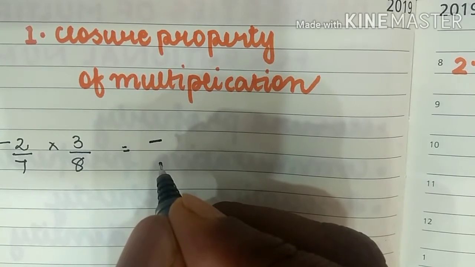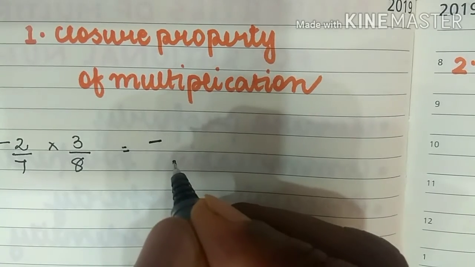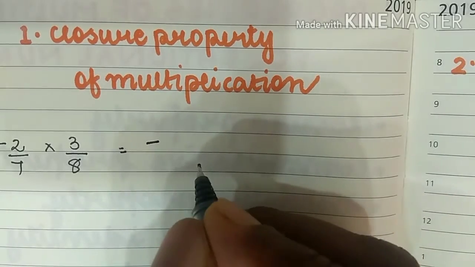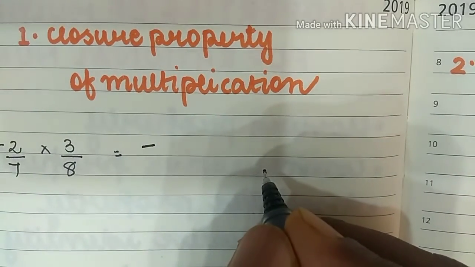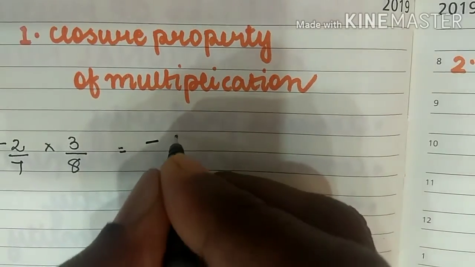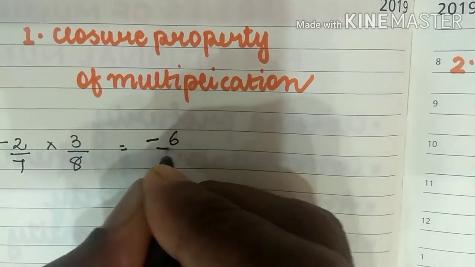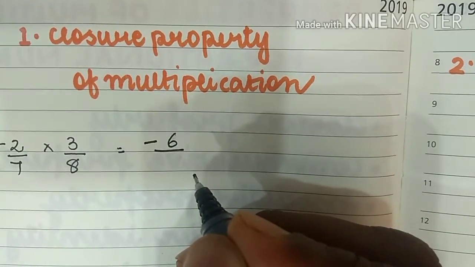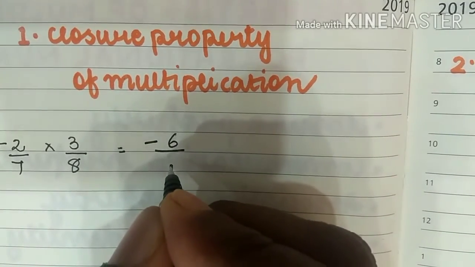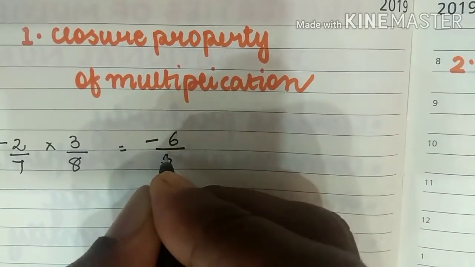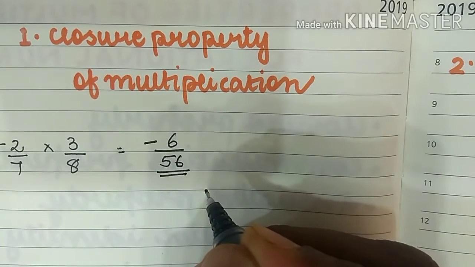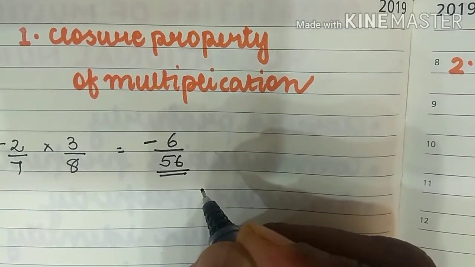Here the denominators are 7 and 8. So the sign is minus. Then we'll multiply the numerators: 2 threes are 6. The numerator of the answer is 6, and the denominators are 7 and 8, so their product is 7 eights are 56. So while multiplying minus 2 by 7 and 3 by 8, we are getting minus 6 by 56.